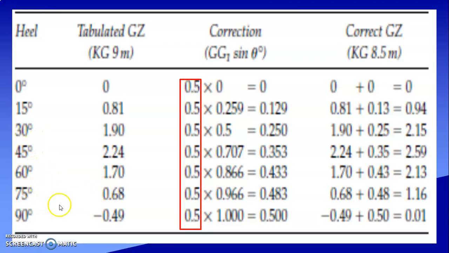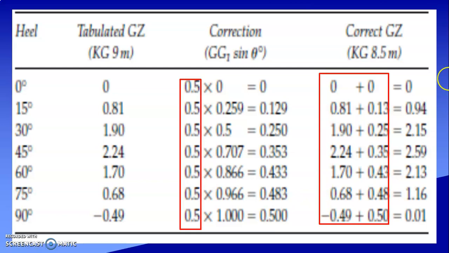I hope you learn up to 90 degrees. That is the procedure. And these are the values for KG of 8.5. The total will be the corrected GC at 8.5 meters. I hope you learned from our topic. The next topic will be the KN curves. See you in the next presentation.